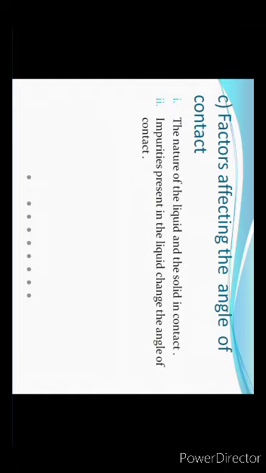The third important factor is temperature. As temperature increases, surface tension decreases and the angle of contact decreases. So because of which there are changes in the nature of the liquid and solid in contact. But for a given solid liquid pair, it remains constant.